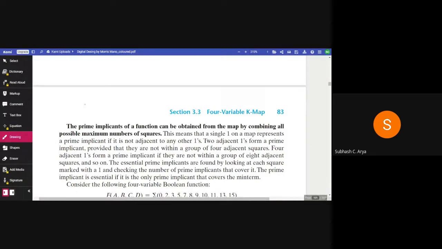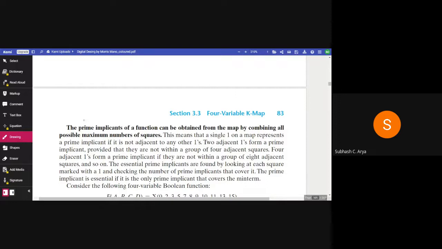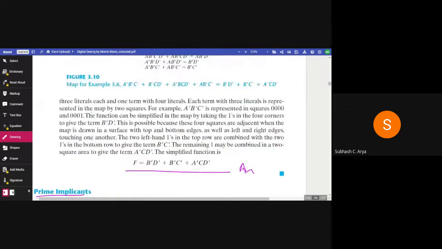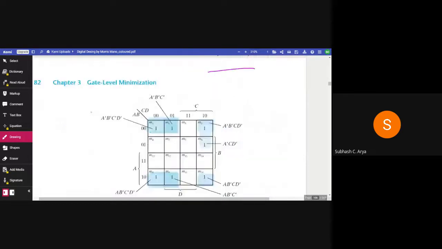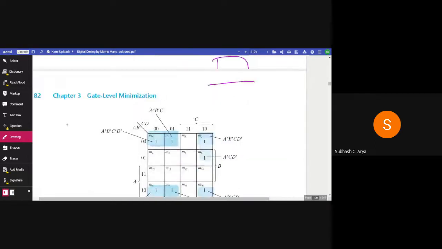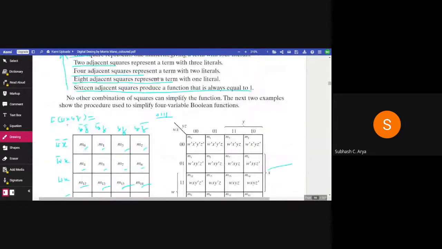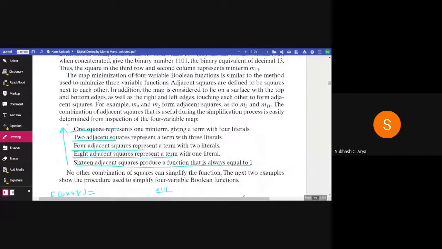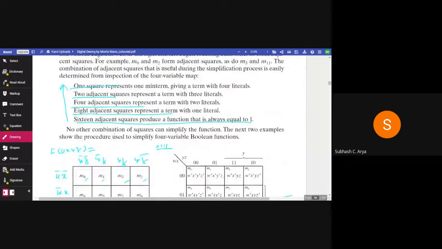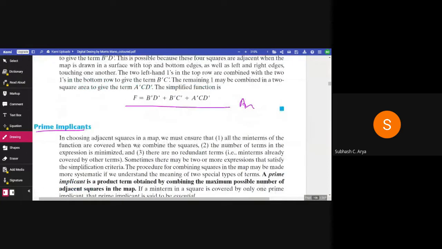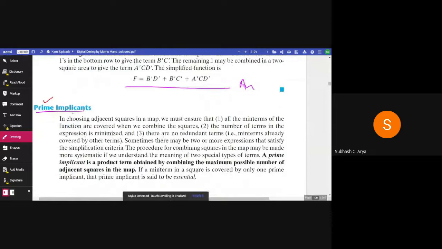Welcome back, learner. In previous classes, we were studying the simplification of Boolean expressions using the Karnaugh map. So we came to know about the two-variable K-map, three-variable K-map, four-variable K-map, and their simplification method. So we left off at prime implicants. So what are these prime implicants?